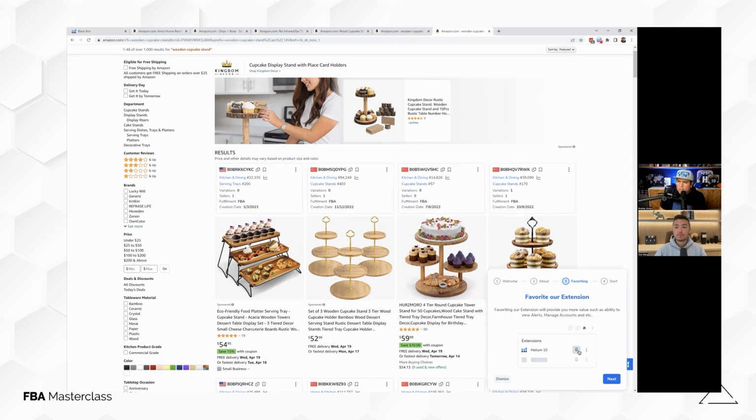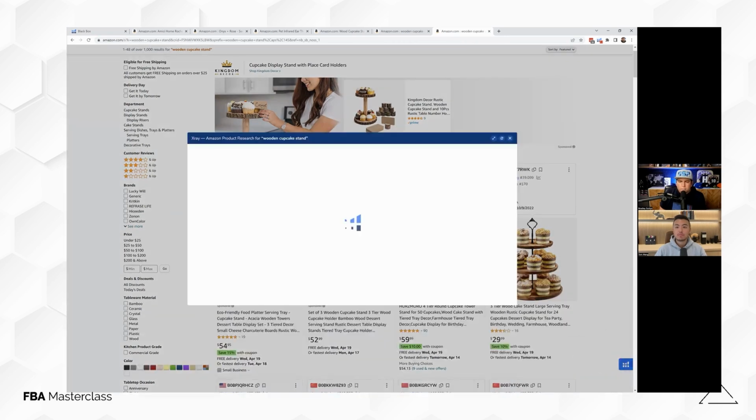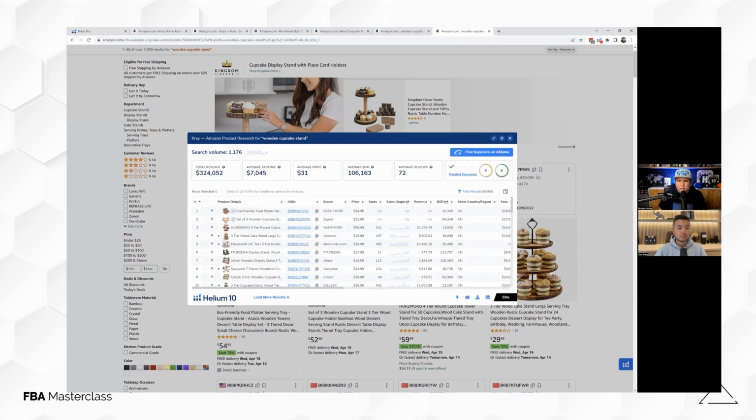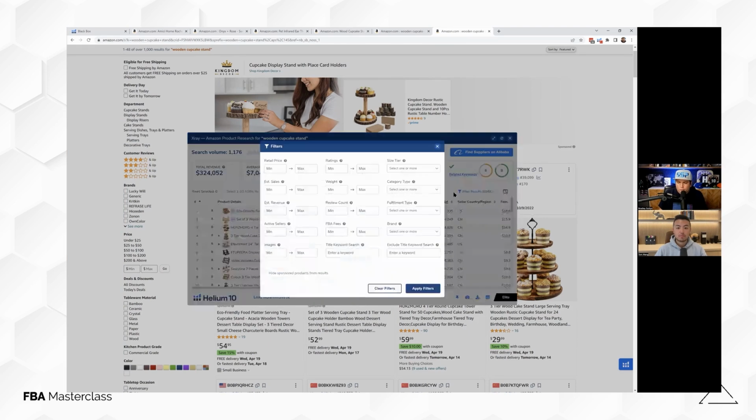I think an X-ray might show it. Let's take a look here at X-ray, and see if we have title density. I'm going to show you how to, again, you don't need Helium 10 for this. All right. So what I'm going to do is filter the results here. I'm going to hide the sponsored results, and out of the titles on this page, how many say wooden cupcake stand? All right. Apply the filters.